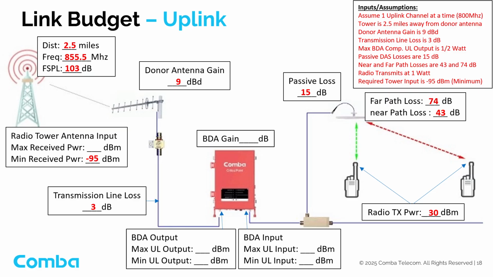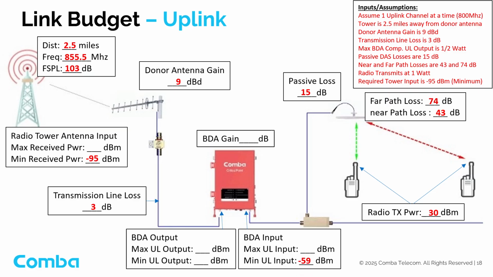The minimum BDA uplink input power can be calculated using the following formula. The minimum BDA uplink input power is equal to the portable radio output power minus the far path loss minus the passive DAS loss, which gives us 30 dBm minus 74 dB minus 15 dB equals negative 59 dBm.